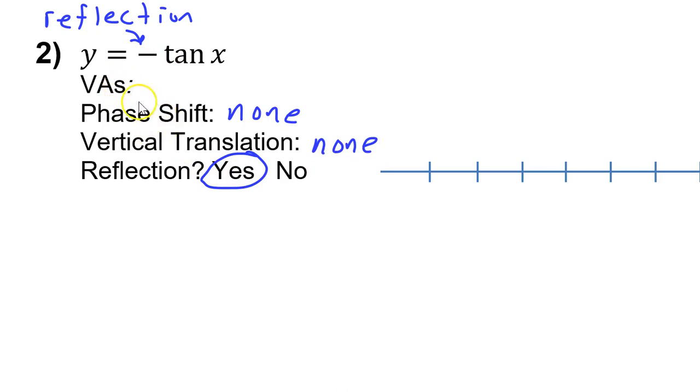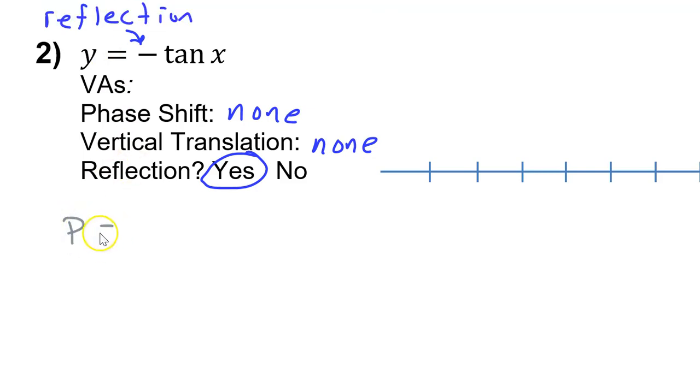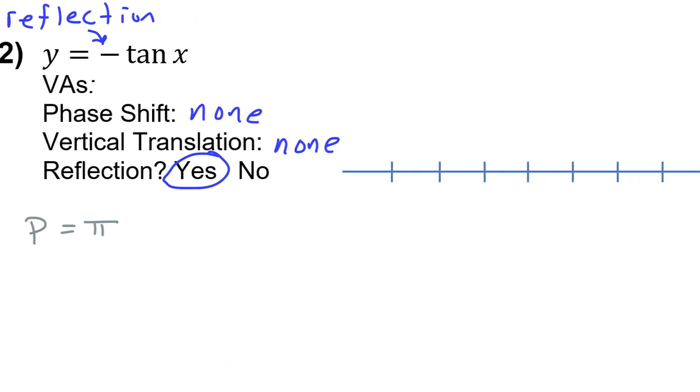Now, let's talk about the period, which is not listed here, but it is something that we need. The period. The standard period for a tangent function is pi. Since there is no b value changing things, the period is just going to be pi. Okay, so that's going to be important.